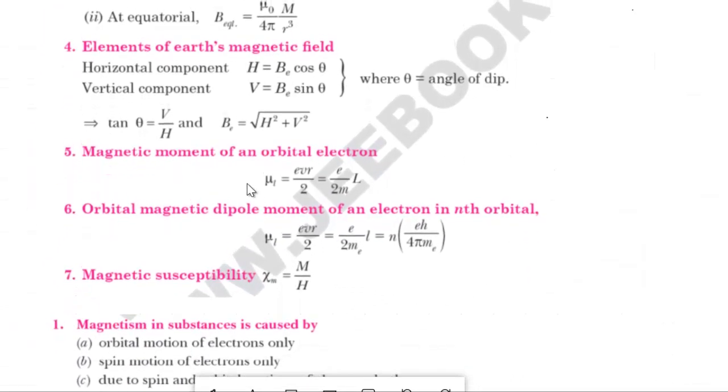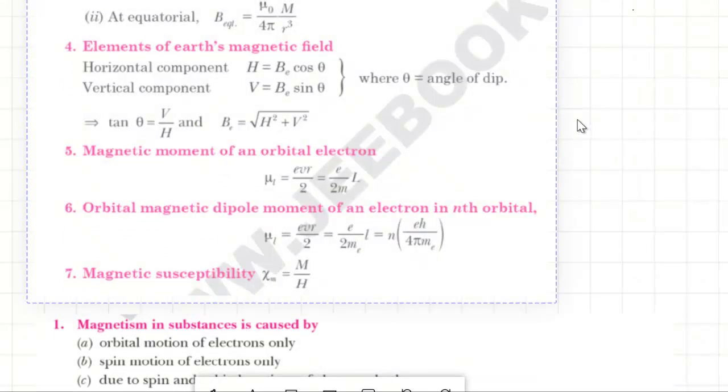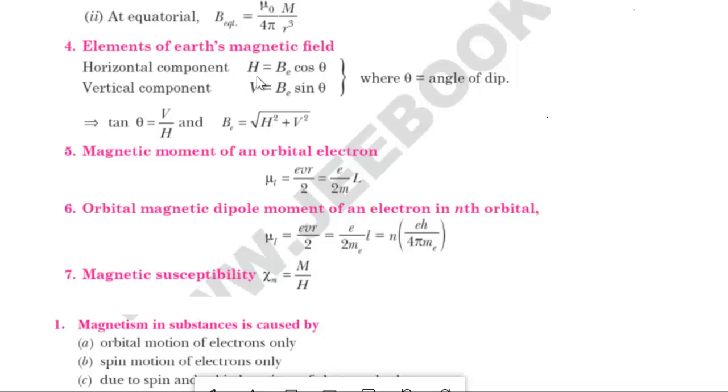Then, if we are considering the elements of Earth's magnetic field, the horizontal component of Earth's magnetic field is H equals B cos theta, and the vertical component is V equals B sin theta. Tan theta, we know, is V by H, where theta is the angle of dip.